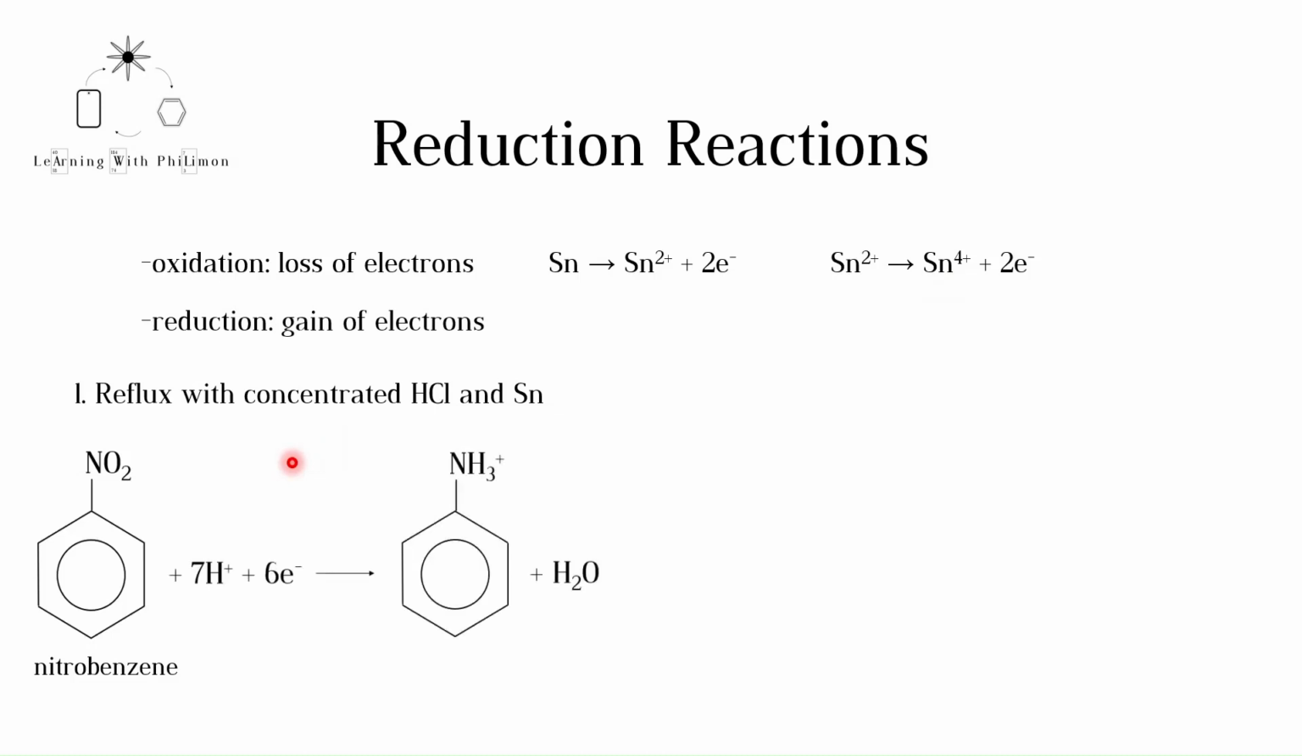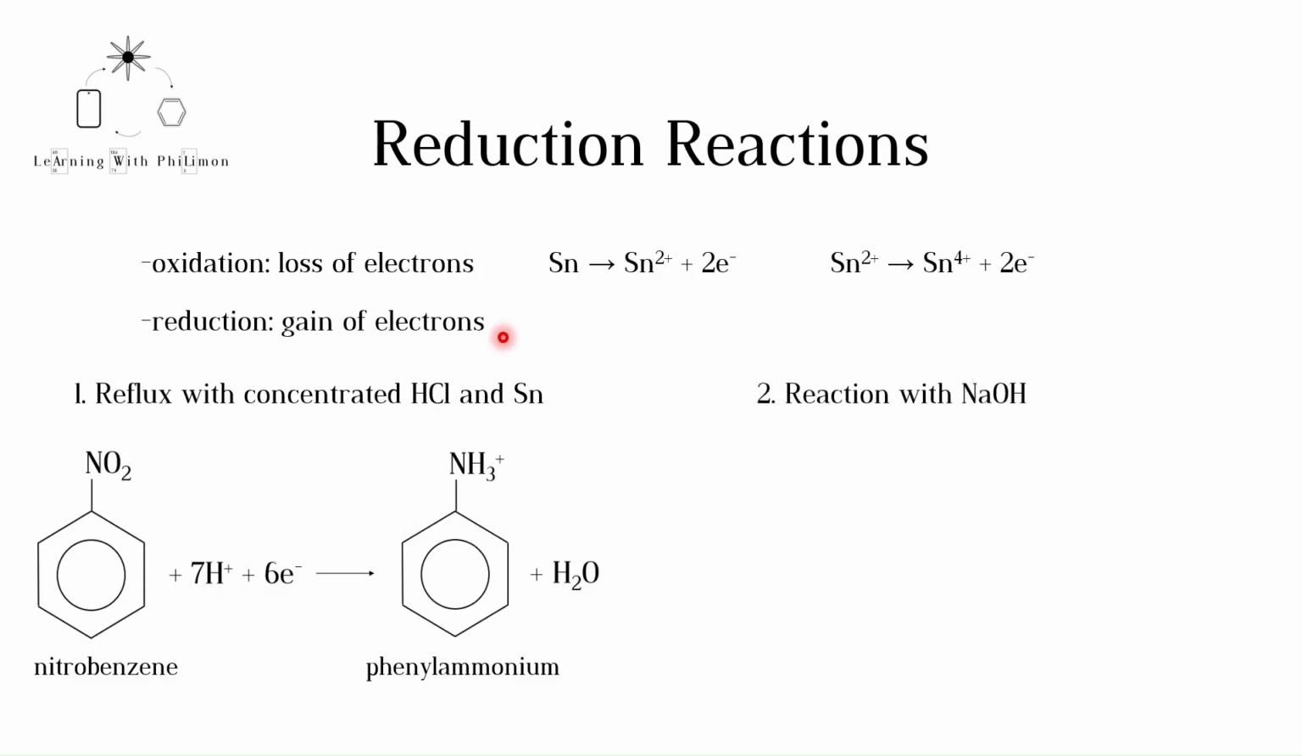In the equation below, we can see that nitrobenzene gains electrons produced from tin and reacts with protons, H+ ions, from the hydrochloric acid. The phenylammonium ion is formed and water as a byproduct. For more on oxidation and reduction, in terms of electron loss and gain, please watch the videos in the redox processes playlist.